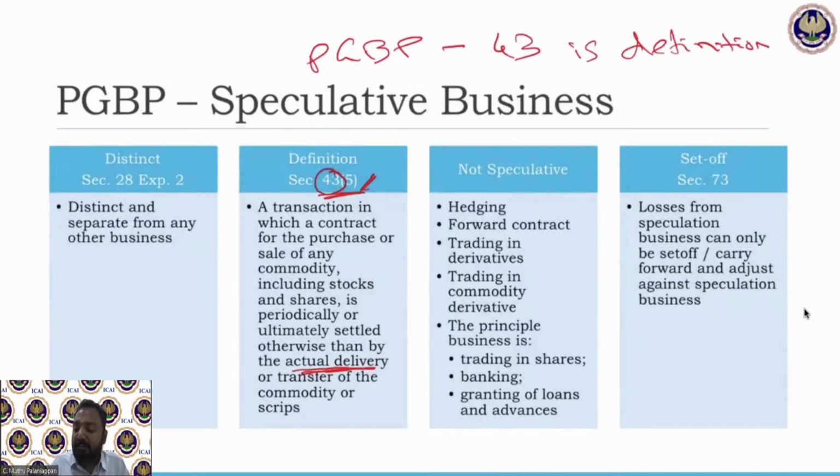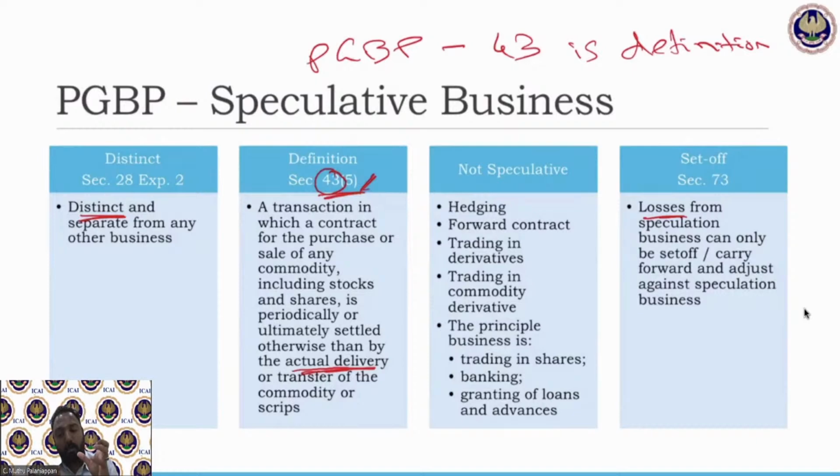So this business must be separately computed. Why? Because losses from speculation business can only be set off or carried forward against speculation business. So you cannot adjust loss from speculation business with profit from other normal businesses. So this is what you mean by speculative business.